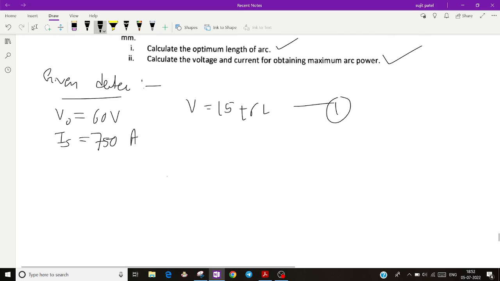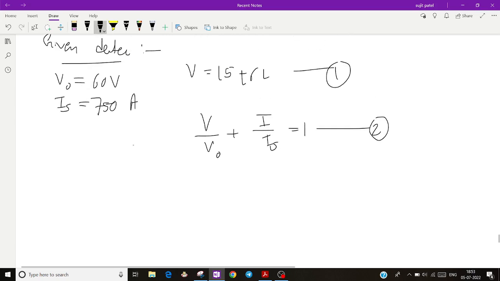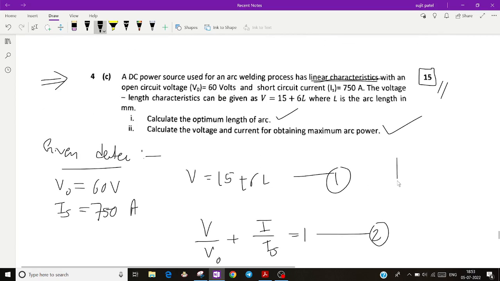So now we know that for a linear characteristic, the voltage in the line divided by open circuit voltage plus current in the line divided by short circuit current is equal to 1. This is our second relation. So we have the value of voltage in terms of arc length, and we know the power formula. Power is equal to V into I. We have the voltage value as 15 plus 6L, but we don't have the value of I.